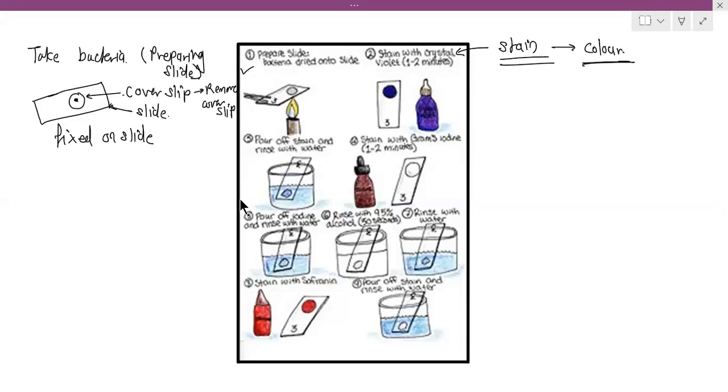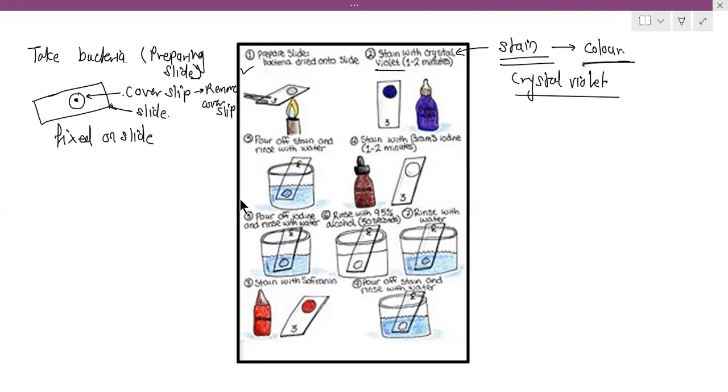The color is called crystal violet. That is the name of the color. I add this crystal violet onto my bacteria. As its name says, it is a very dark violet colored stain, so my whole slide becomes violet colored, particularly where the bacteria are, that area becomes very violet.